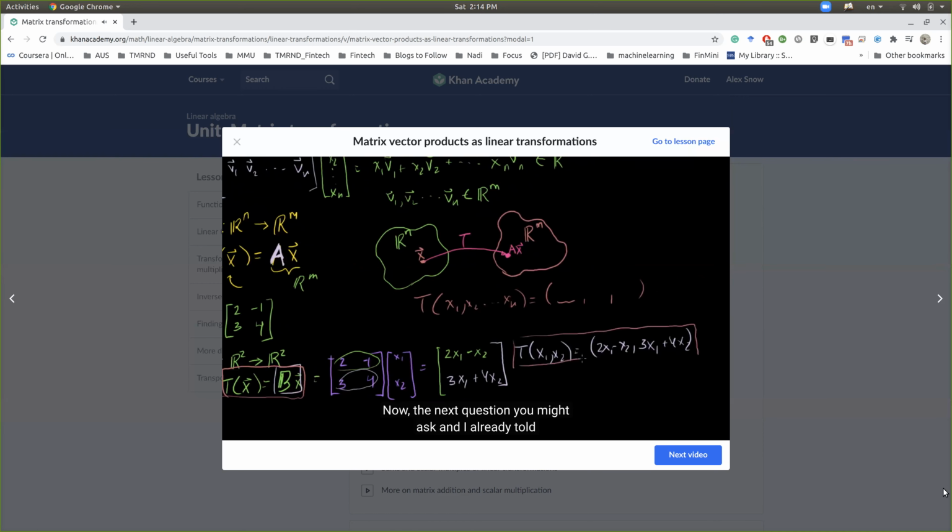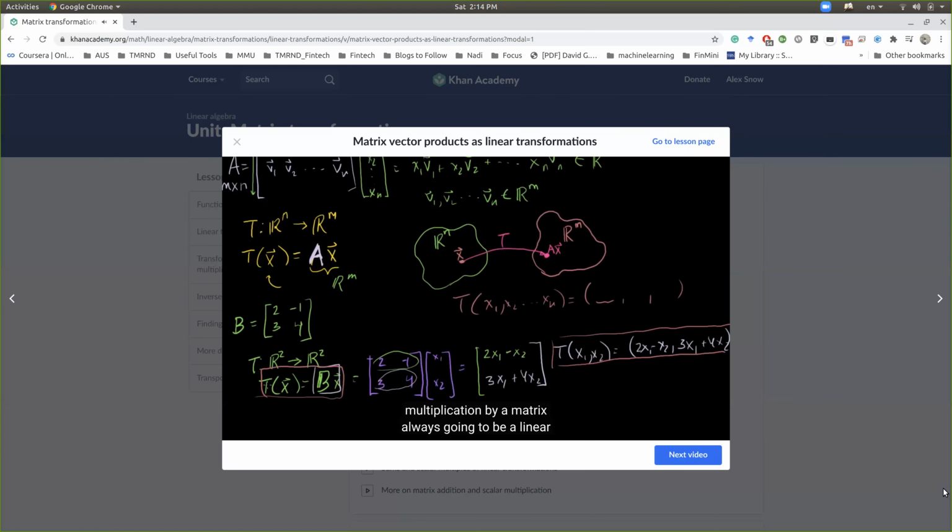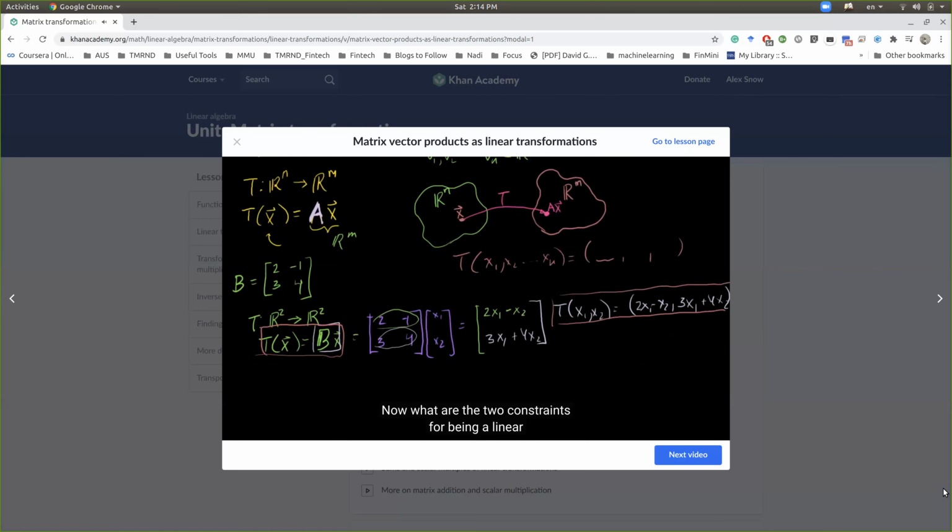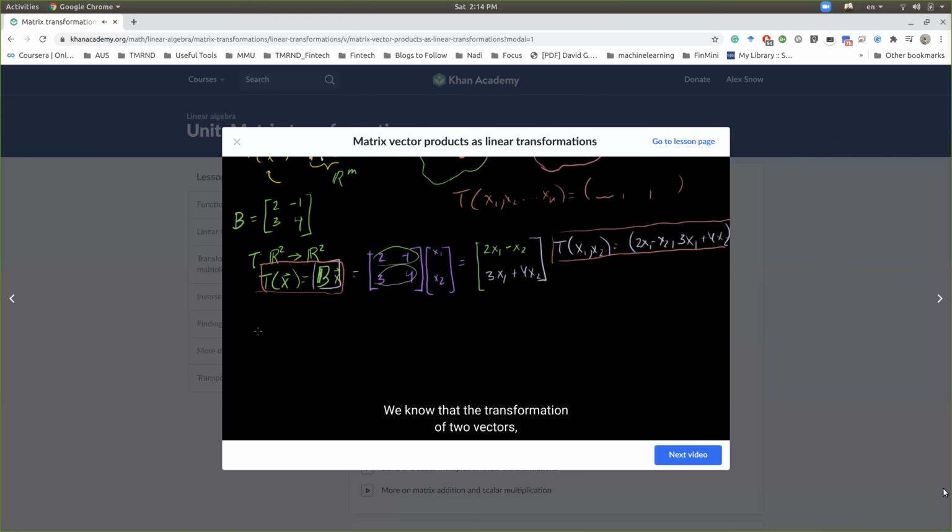Now, the next question you might ask, and I already told you the answer to this at the beginning of the video, is multiplication by a matrix always going to be a linear transformation? And what are the two constraints for being a linear transformation? We know that the transformation of the sum of two vectors, A plus B, should be equal to the sum of their transformations: the transformation of A plus the transformation of B. And then the other requirement is that the transformation of a scaled version of a vector should be equal to a scaled version of the transformation. These are our two requirements for being a linear transformation.